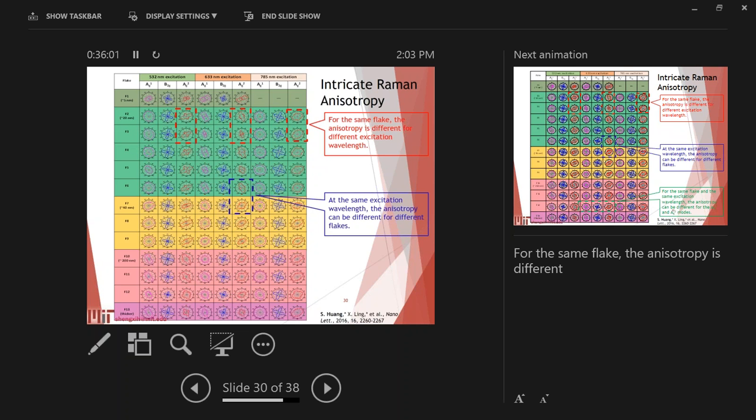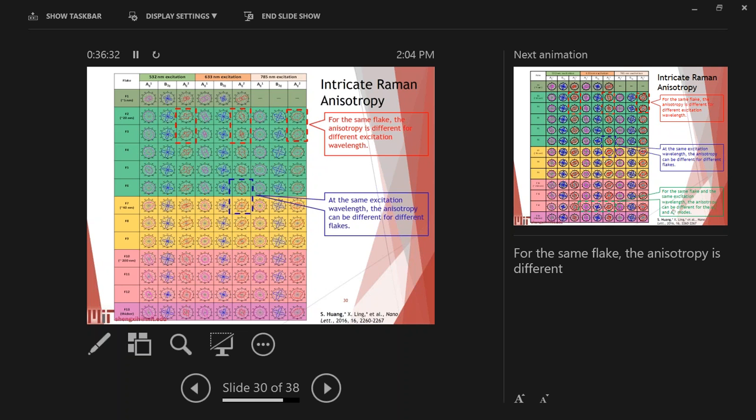And next, if we look at these 2, we know that for flakes with different thicknesses, the Raman anisotropy can be different. And this is what we didn't observe in gallium telluride, because the flakes we studied in gallium telluride are mostly very thick. But in this case, if we compare, for example, the 20 nanometer case and 40 nanometer case, the Raman polar plot can be quite different.